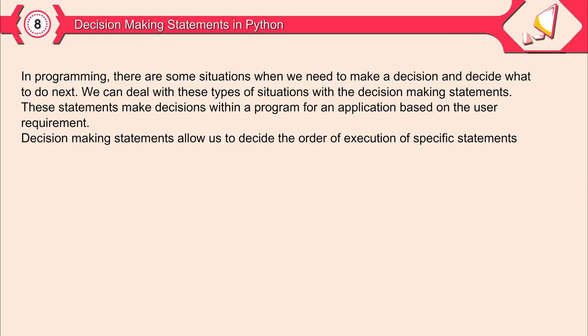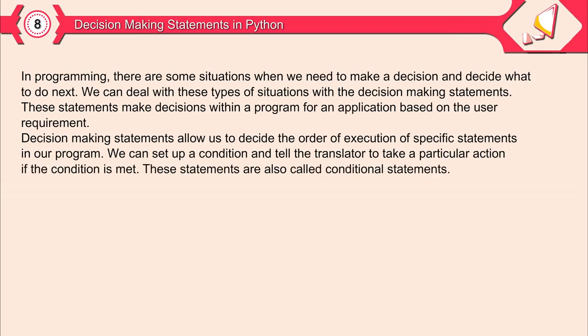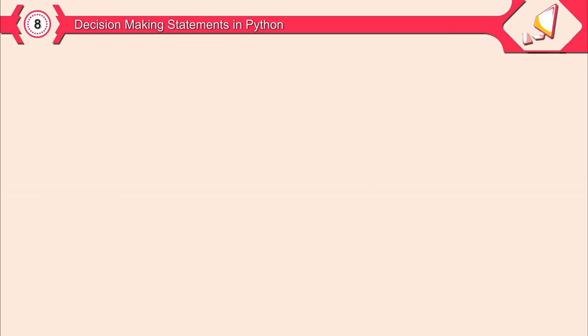Decision-making statements allow us to decide the order of execution of specific statements in our program. We can set up a condition and tell the translator to take a particular action if the condition is met. These statements are also called conditional statements. The following decision-making statements are present in Python: if statement, if-else statement, nested if statement, if-elif-else statement.